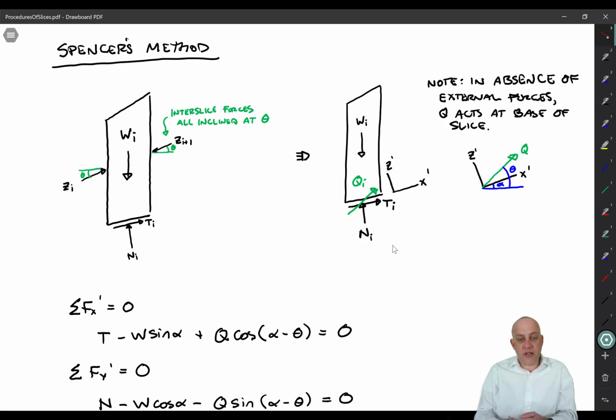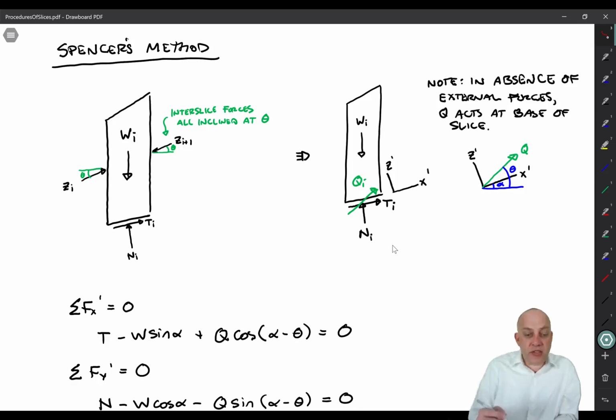Morgenstern and Price, and there's Chen and Morgenstern, a whole bunch of other ones too. One of the issues is that in order to satisfy equilibrium, we have to make a lot more iterations, and sometimes those iterations may fail to converge. So it's good to have multiple methods that do satisfy equilibrium because sometimes one will work and the other one won't. The ordinary method of slices and the simplified Bishop procedure will almost always provide you with a solution. The question is just whether that solution is valid, right? It can be pretty far off for some problems just because they don't satisfy equilibrium.